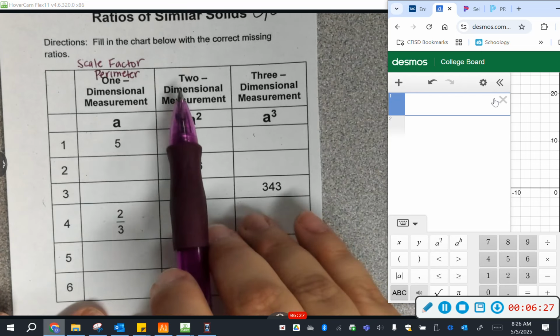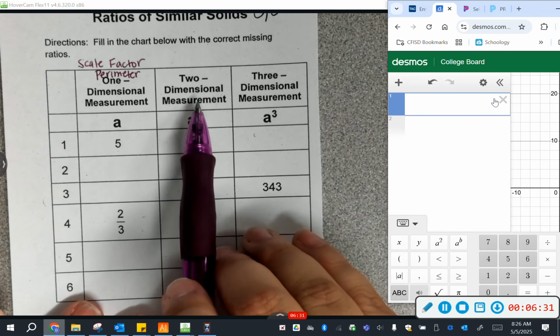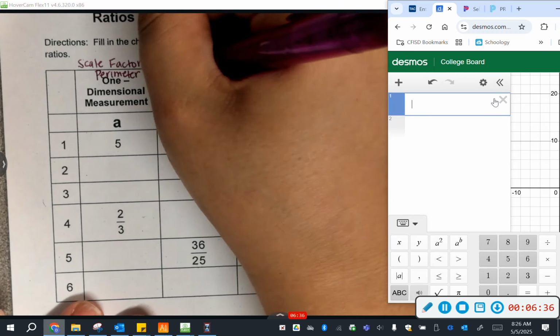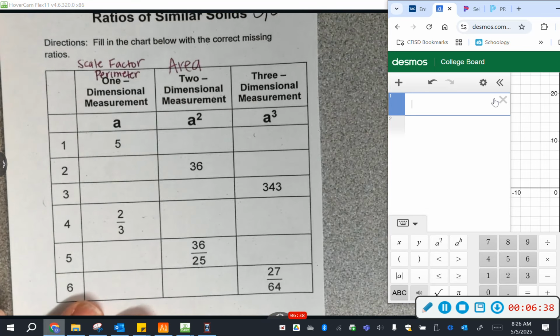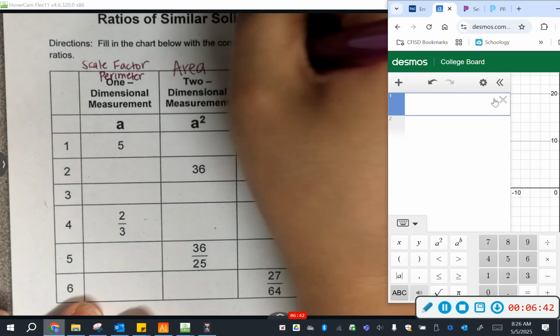What about 2-dimension? What's that? 2-dimension shapes, what is that? Finding the area. And then what about 3-dimension? Volume.